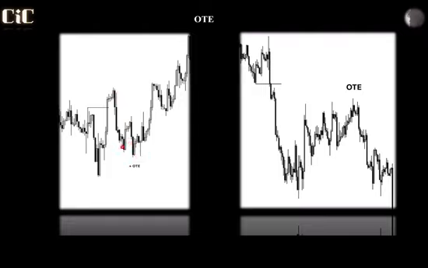It's the pullback, right? So it's a deep retracement, which they use to scare away people after the market sentiment has shifted from bearish to bullish or vice versa. So as soon as this happens over here, we have switched now to bullish.